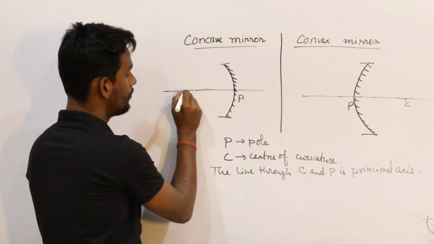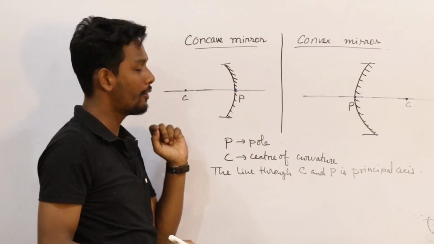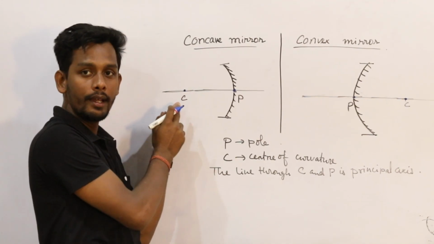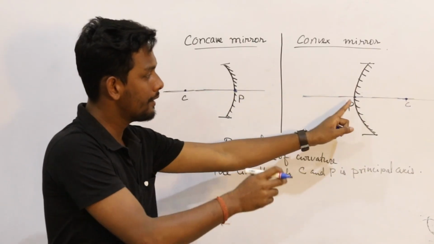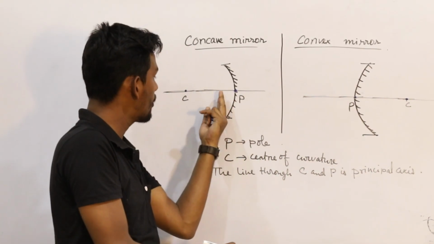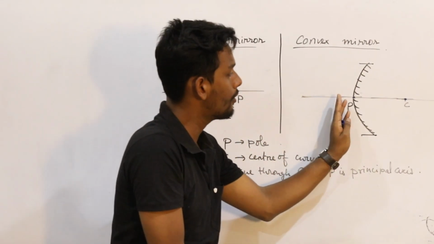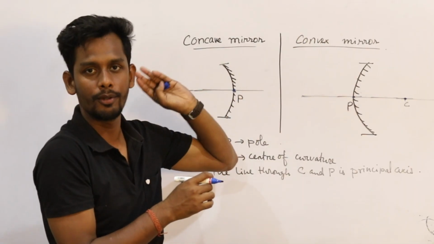Now, difference one. In this mirror, the center is in front of the reflecting surface. In this mirror, the center is behind the reflecting surface. Here the center is in front of the mirror, here the center is at the back side of the mirror. That is the difference between concave and convex mirror.